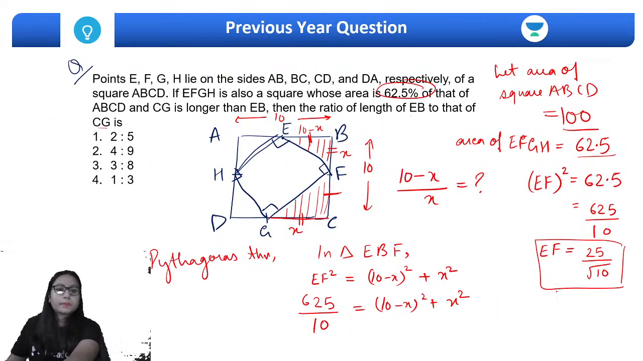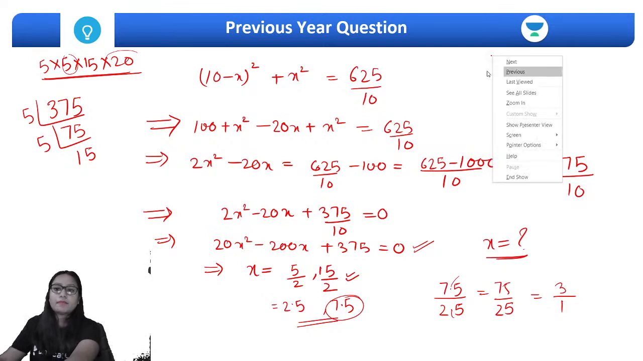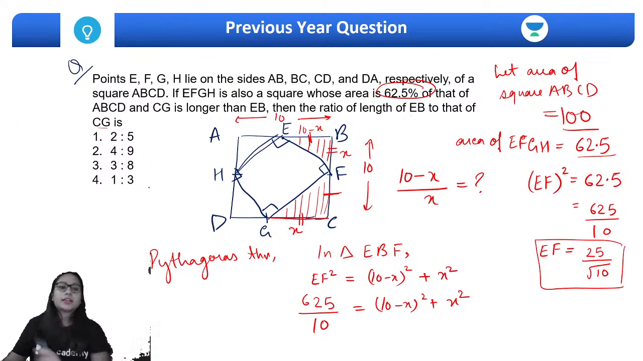Alright, but this ratio is not given in the question, so let us take the other value. If I take the value of 7.5, I will get the answer as 10 minus 7.5, which is 2.5, upon 7.5, and this ratio is 1:3. Hence the correct answer to this question would be option 4.